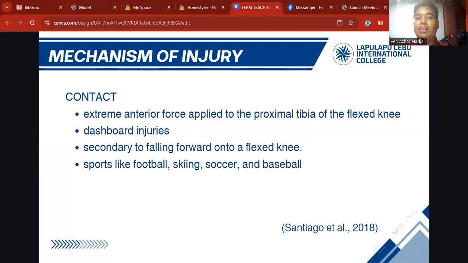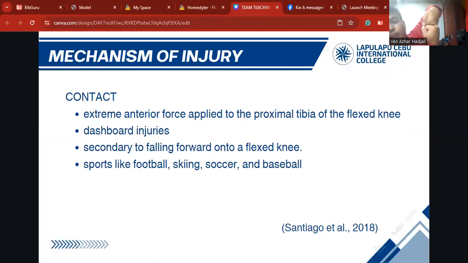Under contact, we have the extreme anterior force applied to the posterior tibia. For example, this is your femur, and this is your tibia. This is the anterior side, and this is the posterior side. When it is hit from the back and pushed to the front, that is what we call an extreme anterior force applied to the proximal tibia of the flexed knee. So it should be like this.